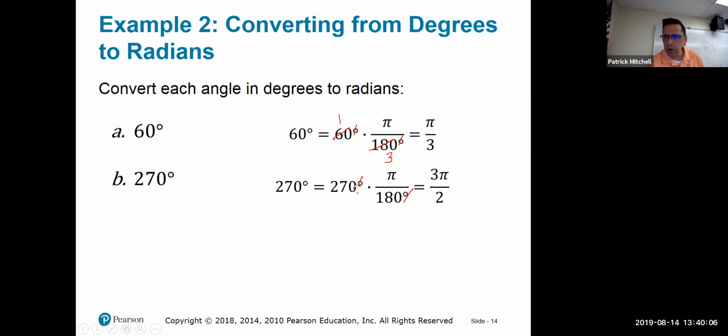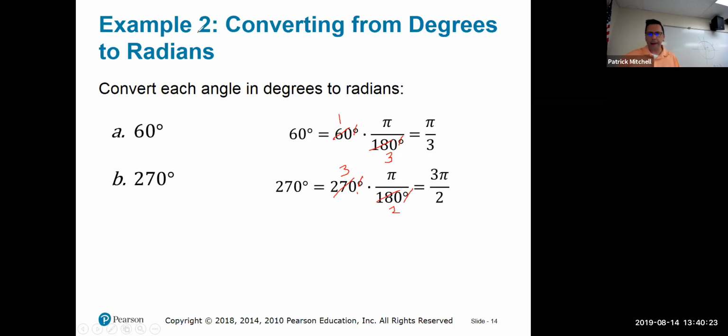Okay. 270 and 180 have a common factor 90. So when you do 270 divided by 90, you get 3. When you do 180 divided by 90, you get 2. So that's how you get 3 pi over 2.